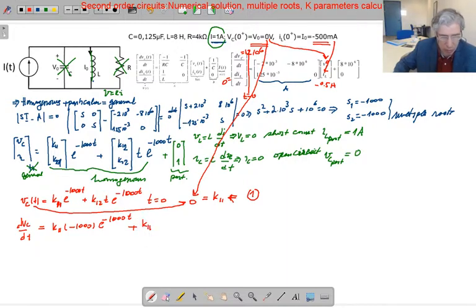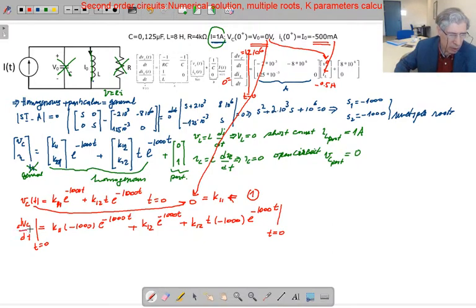k12 e to the power minus 1000 t, and the derivative of this function multiplied with the other function, so k12 t times minus 1000 e to the power minus 1000 t. Nothing else. Now what I am going to do is replace t with 0, t equals 0, on the right-hand side.